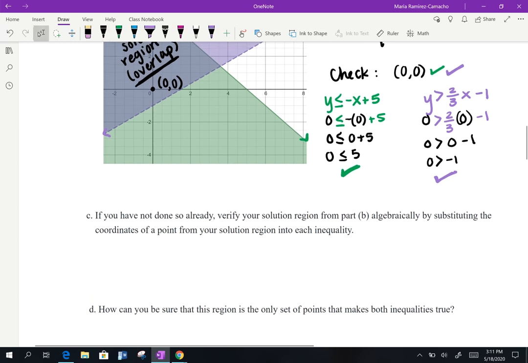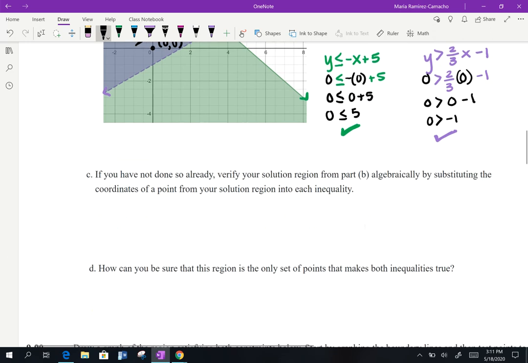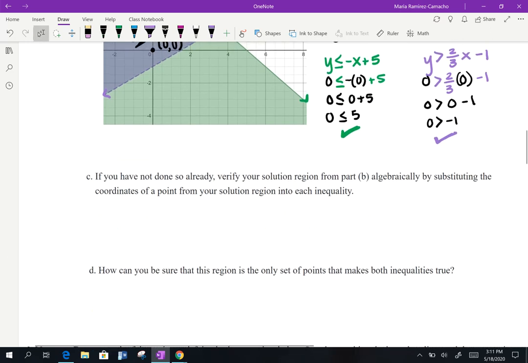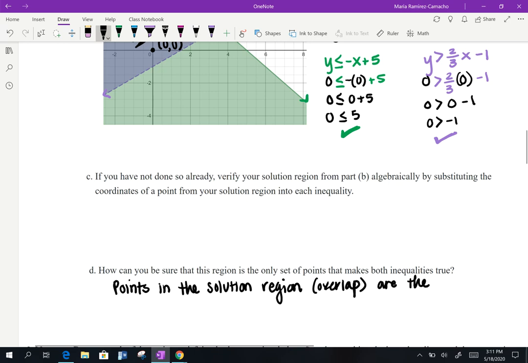So where it says here in Part D, how can you be sure that this region is the only set of points that makes both inequalities true? Well, we can just test points in the other regions and verify that they're not going to work. But our conclusion will always be that points in the solution region, okay, the overlap, are the only points that make both inequalities true. And that's what we want.